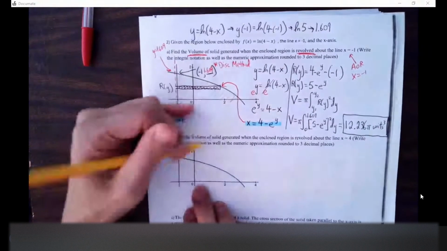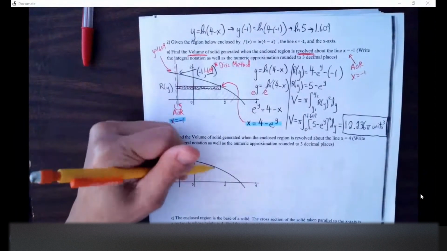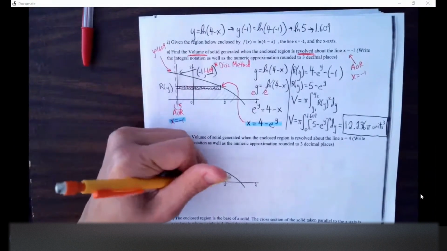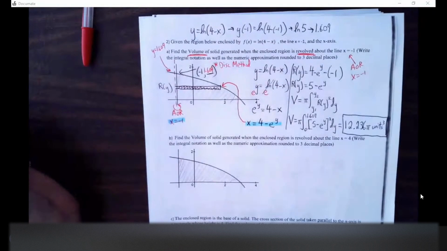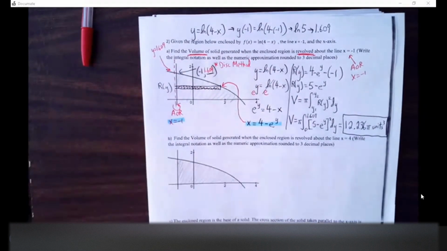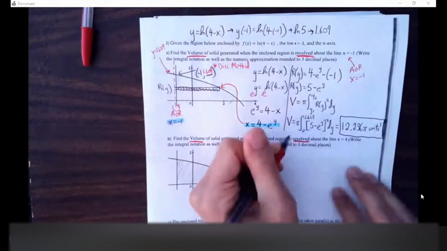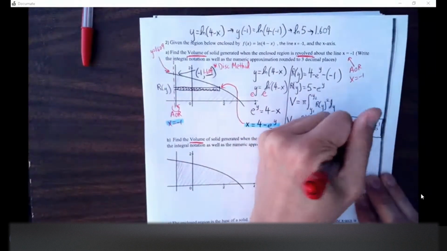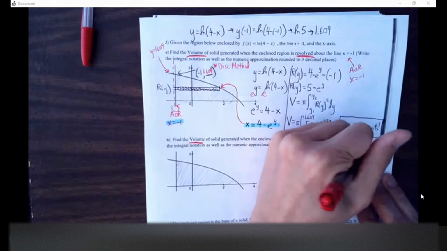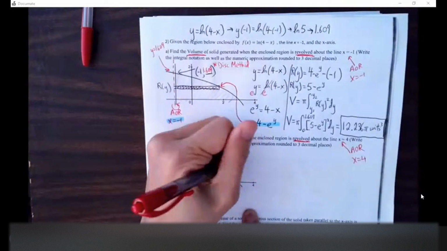All right. Part B. Still volume, still rotation. Different axis of revolution here. So that's going to be all the way over here.